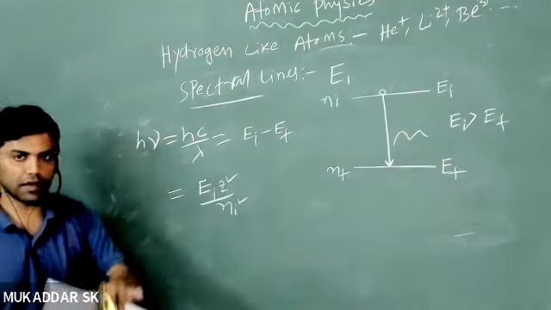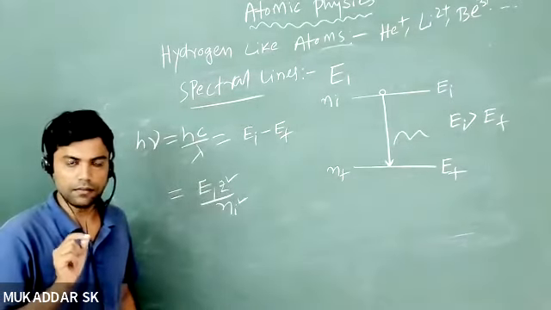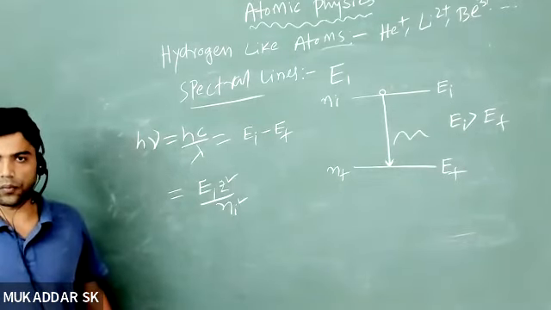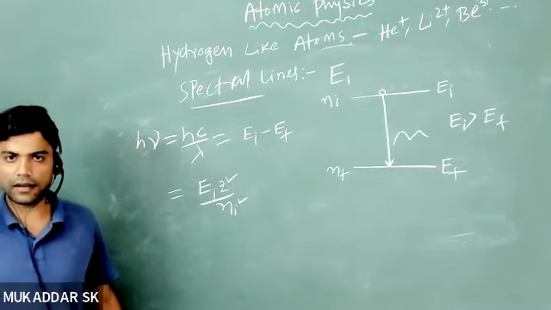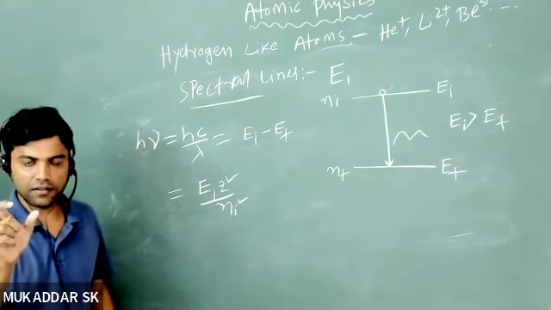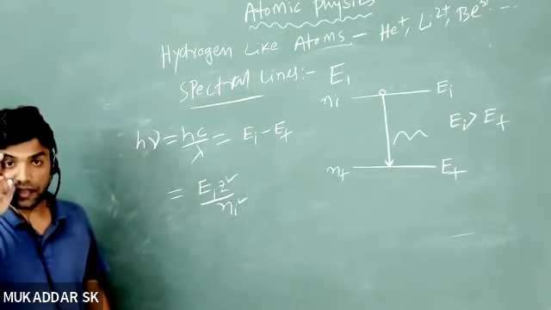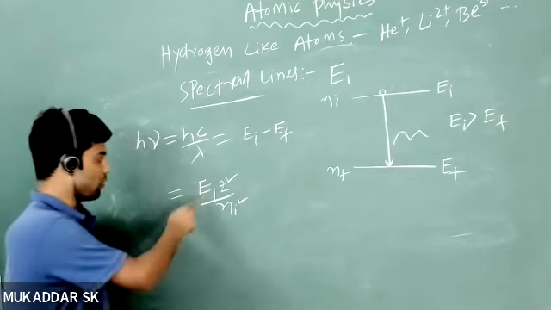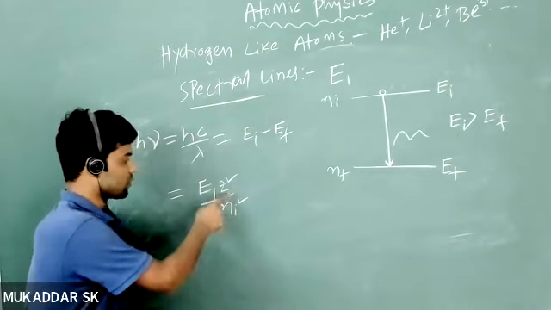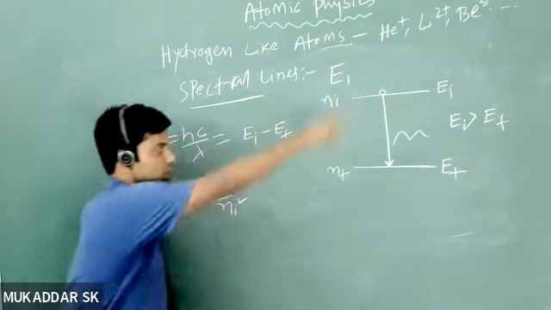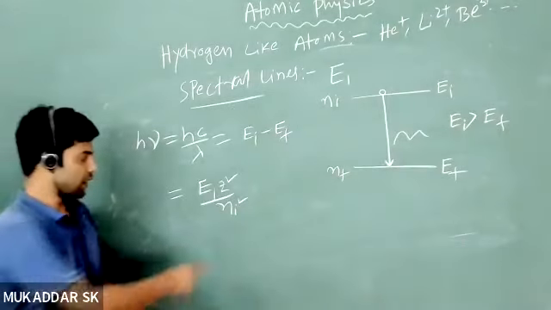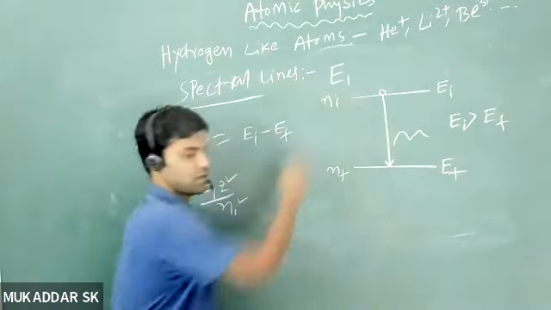Just now I have derived, for a hydrogen-like atom, the energy of the nth level can be written as minus 13.6 Z square by N square. Minus 13.6 is the ground state energy, or you can write it as E1. So E1 into Z square by N square. Z is the atomic number of this species. So this is the energy of the ith level, and Ni is the principal quantum number of this level.